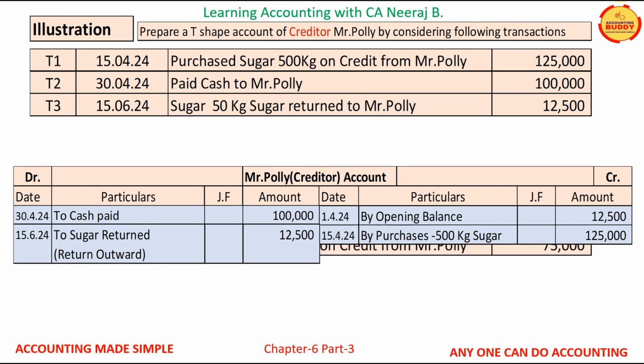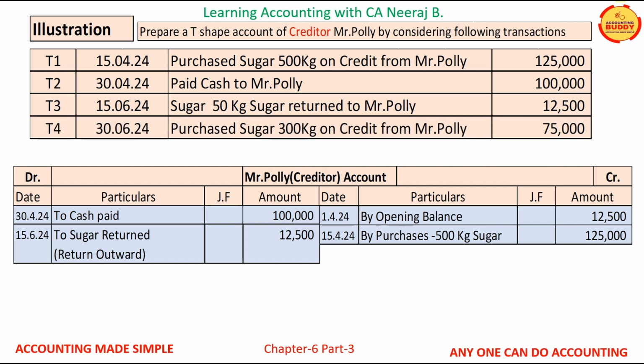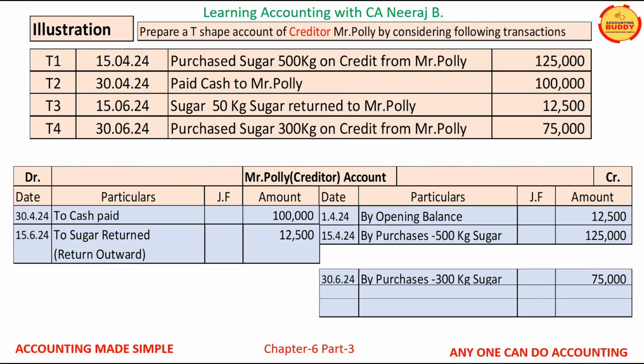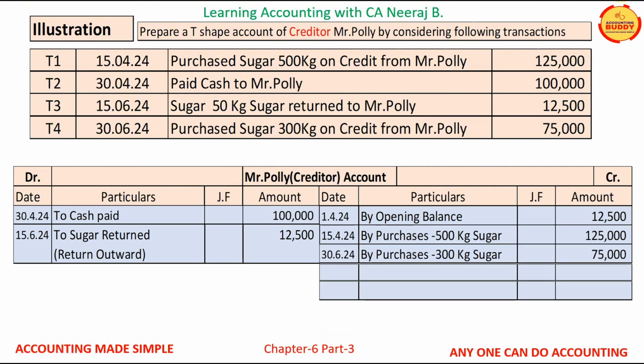T4 transaction is on 30th June 24. Again, 300 kg of sugar worth 75,000 was purchased. With this transaction, the liability of the business will increase. Therefore, Mr. Pauly's account will be credited by 75,000.